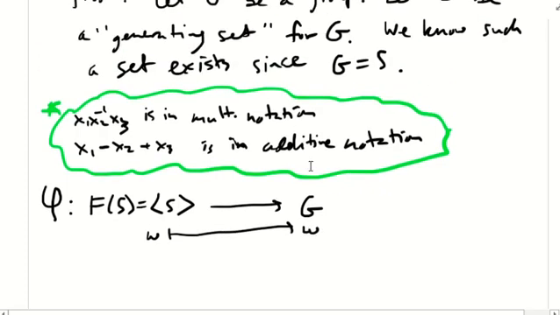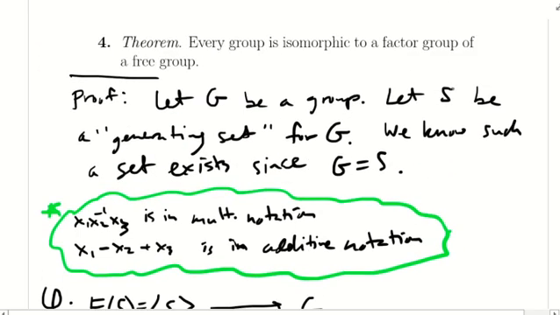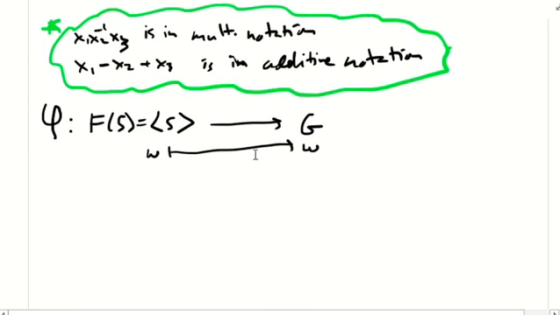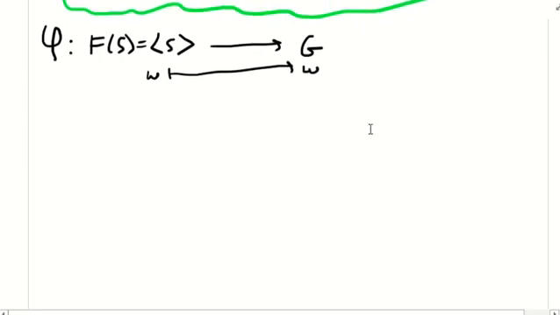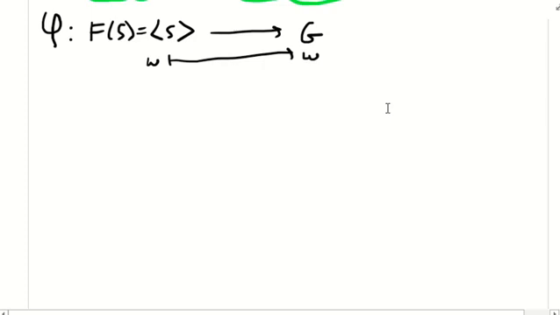Maybe I should say that. S, subset of G, okay? But, you know, this isn't a unique way to represent elements of G, but I don't need this to be one-to-one, okay? This just needs to be onto and operation preserving.